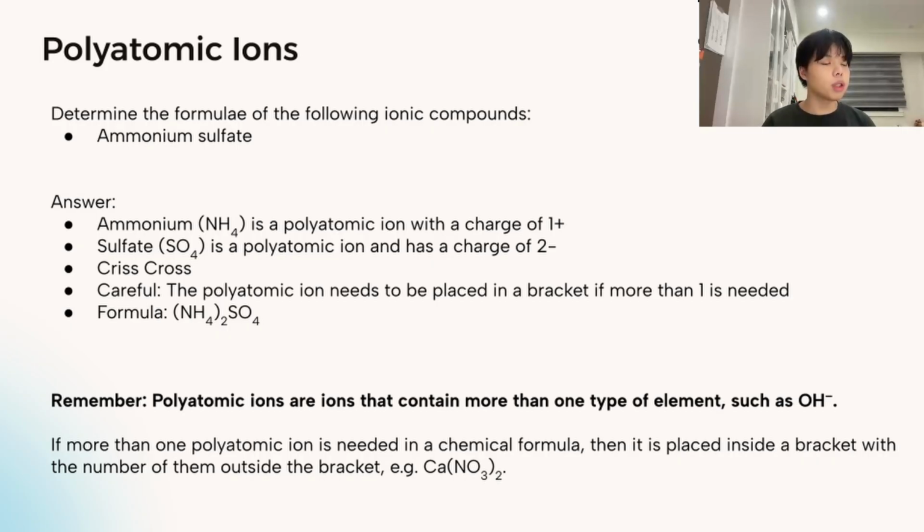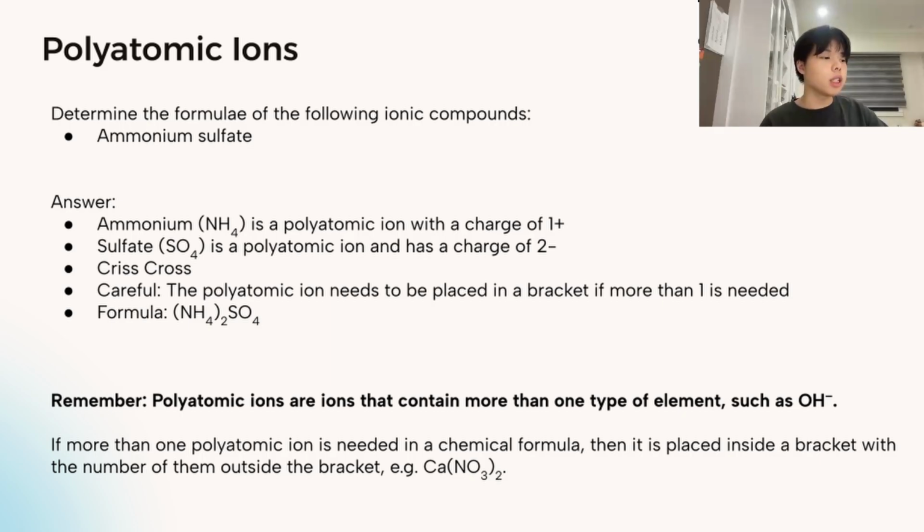Ammonium has a 1 plus charge. Sulfate, SO4, is a polyatomic ion and has a charge of 2 minus. So we again use the crisscross method, and be careful. The polyatomic ions need to be placed in brackets if there is more than one. So we do the crisscross, right? The charge for sulfate, which is 2 minus, becomes the subscript for NH4.